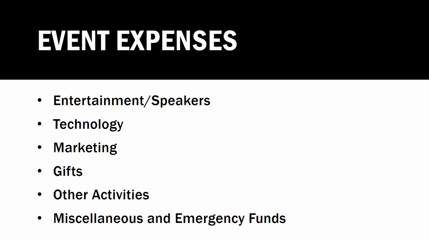Next up is entertainment and speakers. Every event deserves a little flair. Regardless if the event is held in person or online, there are 2 major items to remember: speaking fees and AV costs. If you incur either, account for them here. Depending on the type of event, you may also have to pay for live entertainment or music licensing fees.